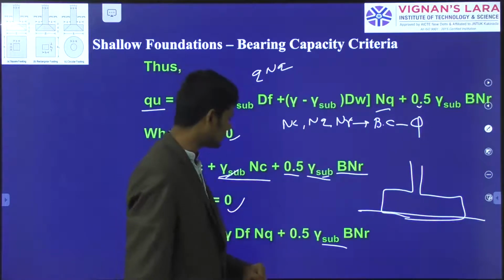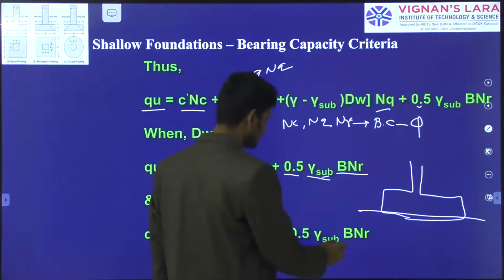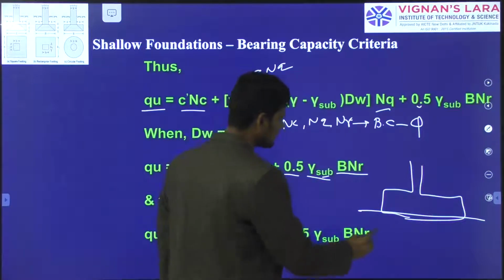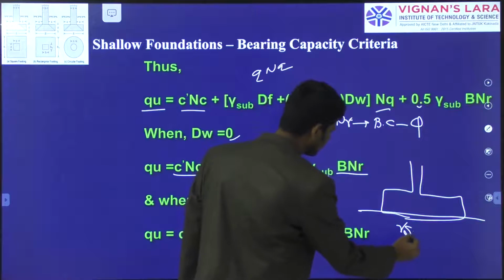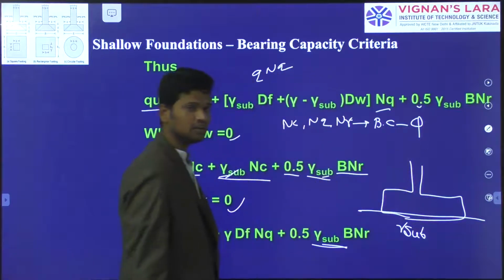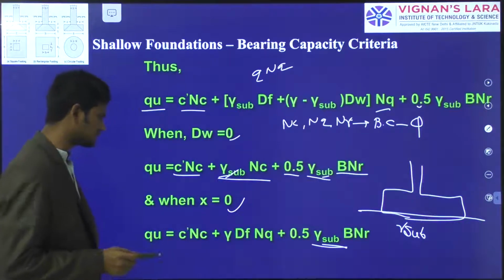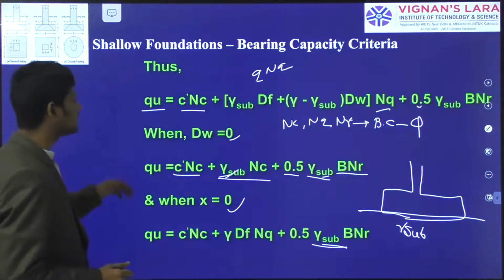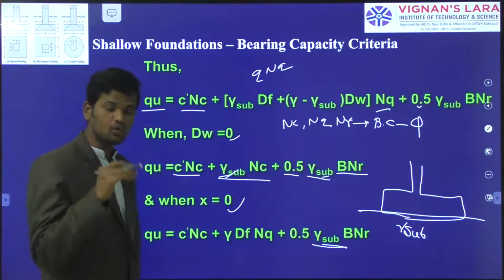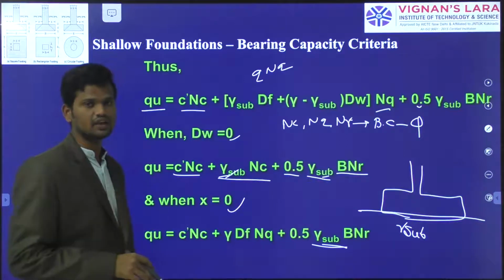The unit weight of the soil mass we are taking as gamma submerged, and the gamma submerged value we are taking at the bottom of the foundation, or bottom of the footing. That is the condition. These are the different types of conditions in which the water table affects the foundation.